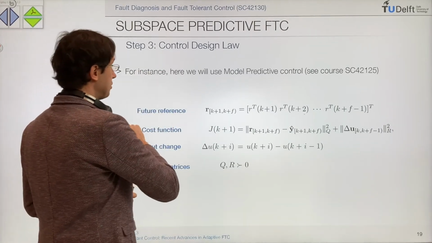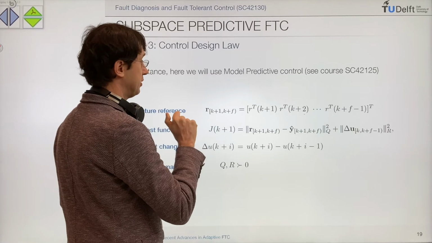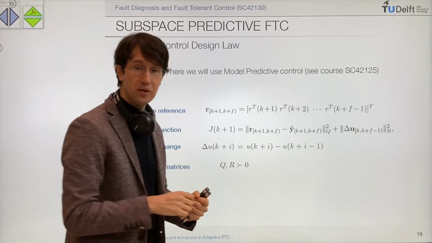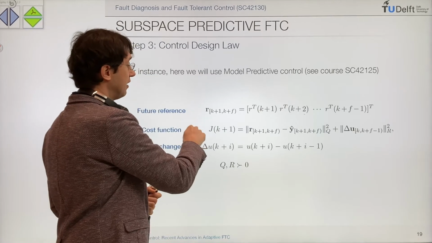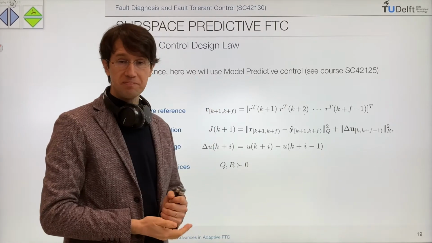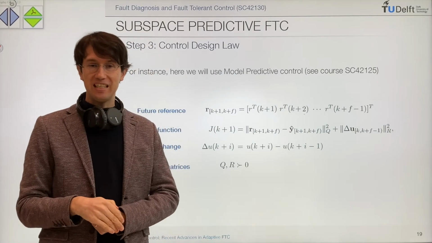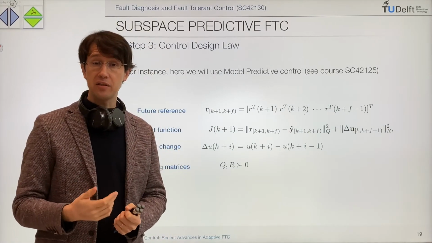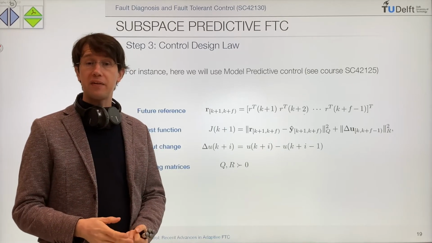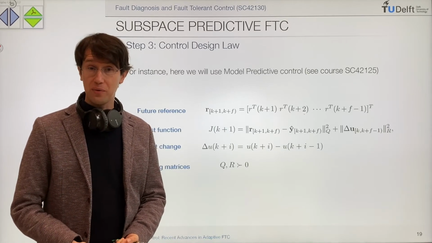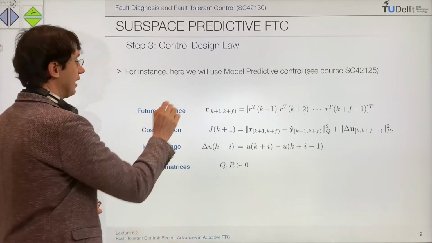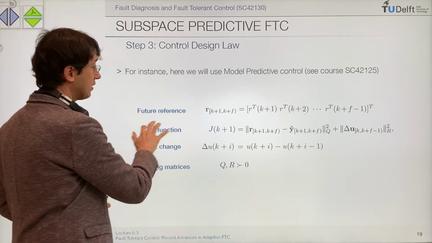One thing that we need to know in order to implement our model predictive controller is the future reference. So a signal R from time k+1 to k+f that is telling us what is the reference that the output of the system needs to follow. But this is something that likely we know, because we know the reference that the system needs to follow. Then we need to define a cost function.